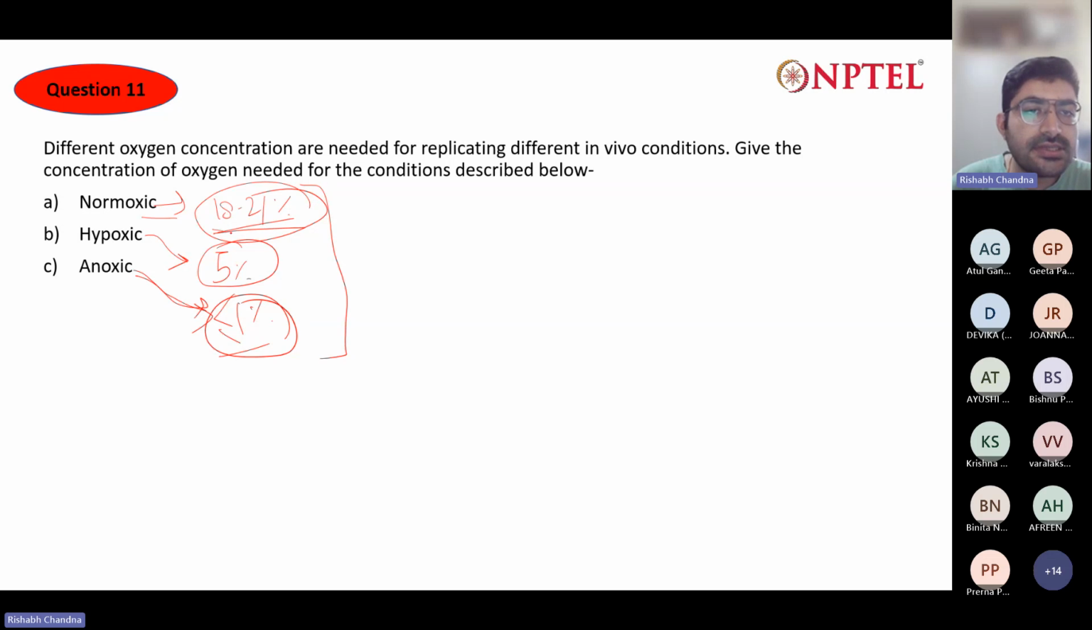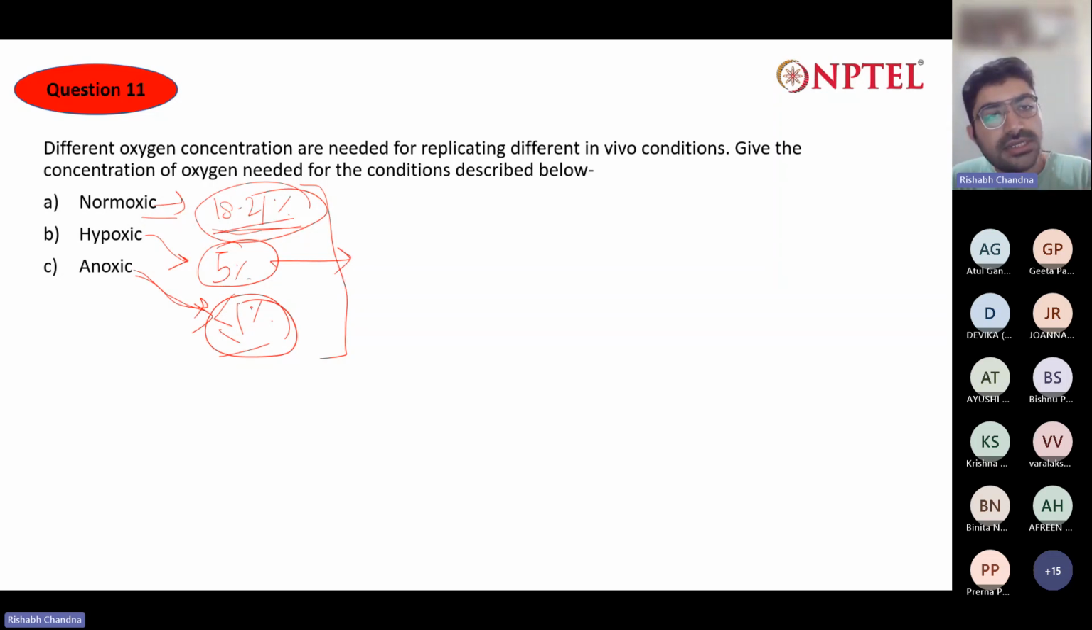So normoxic conditions are present normally in the human being, in every organ. And hypoxic is the condition related generally to tumors, because in case of solid tumors there is a microenvironment maintained at hypoxia. That allows for tumor progression and metastasis as well as angiogenesis. So in some cases, we need that hypoxic condition to be replicated in cell culture systems.